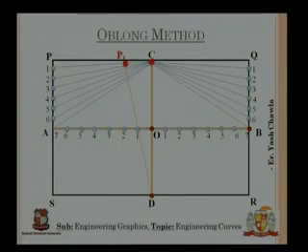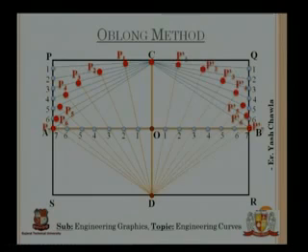Mark that point as P1. Then D to 2 extended to meet C2, P2. D to 3 extended to meet C3, P3. Then D to 4 extended to C4, then P4. Then D to 5 extended to C5, that is P5. Similarly we have P6. Now the same thing we are going to do on the right hand side.